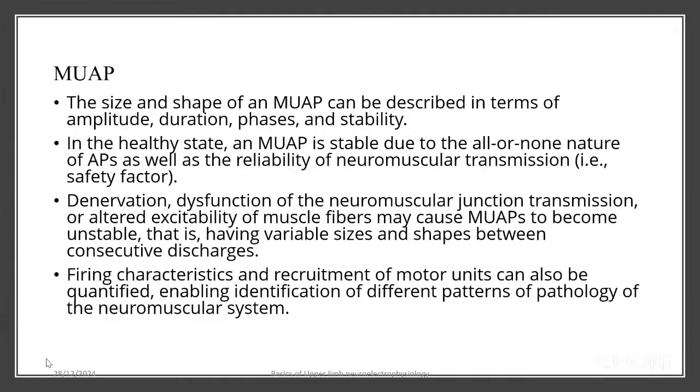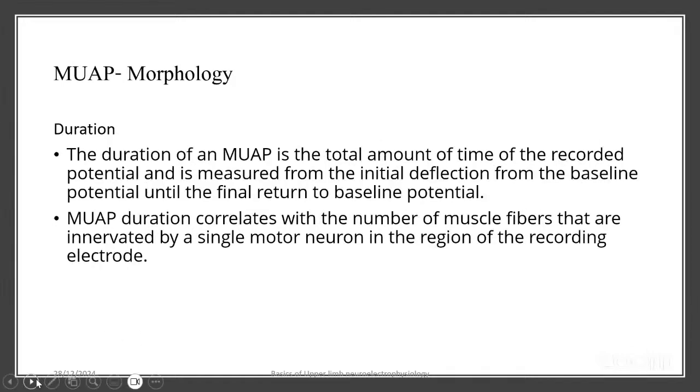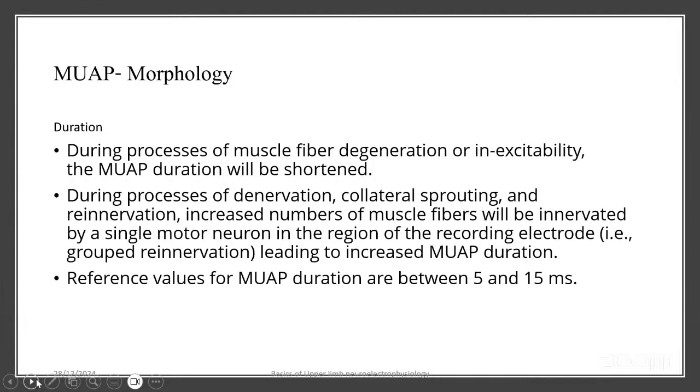So this MUAP is then the morphology. The duration of MUAP is the total amount of time of the recorded potential, measured from the initial deflection from the baseline potential until the final return to the baseline potential. It correlates with the number of muscle fibers that are innervated by a single motor neuron in the region of the electrode. During processes of muscle fiber degeneration or inexcitability, the MUAP duration will be shortened.